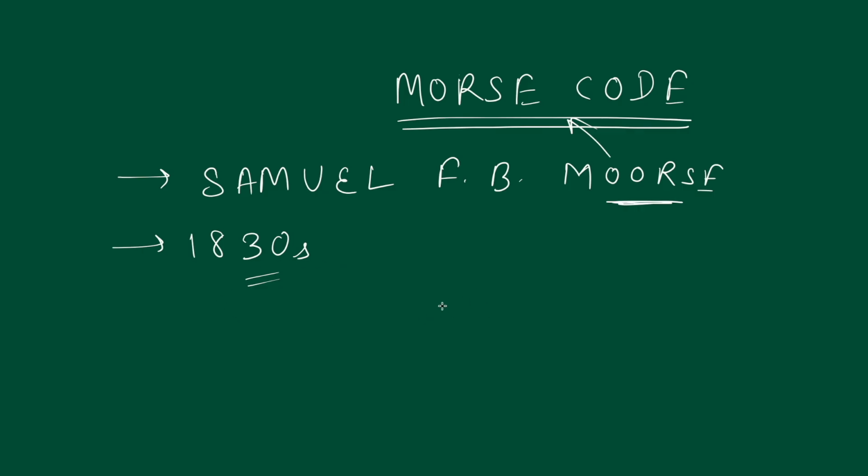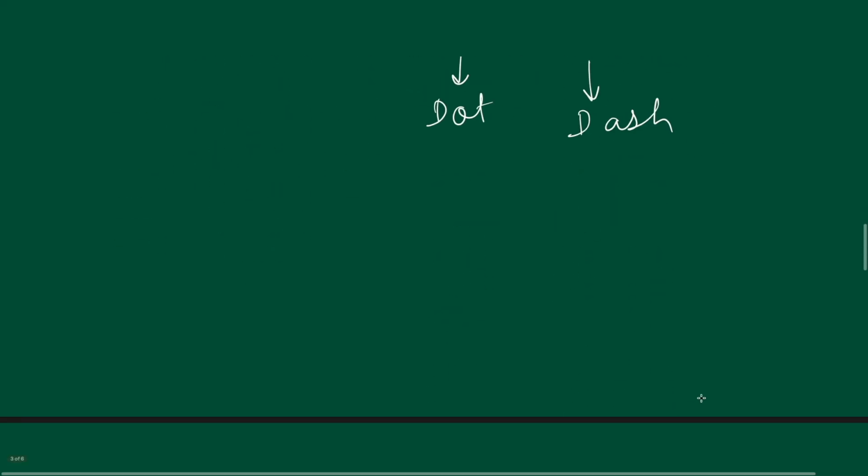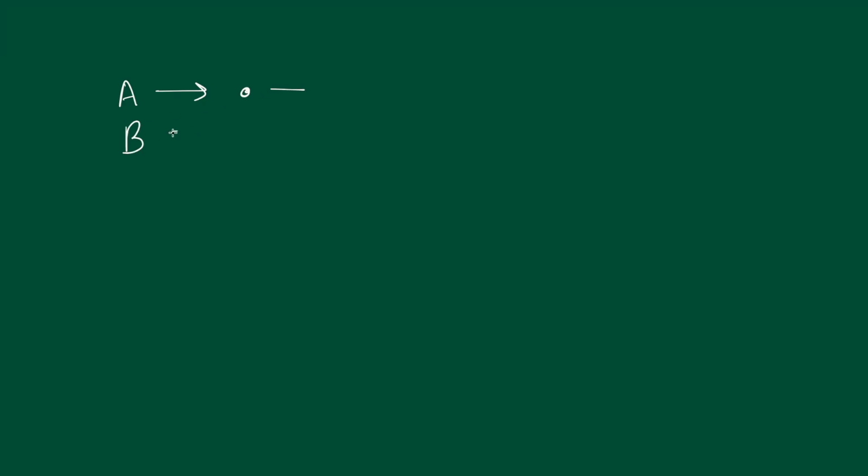So Morse code comprises dots and dashes. This is a dot, this is a dash. So in Morse code, if you have to write A, then it would be dot dash. For B, it would be dash dot dot dot. For C, it would be dash dot dash dot, and so on.